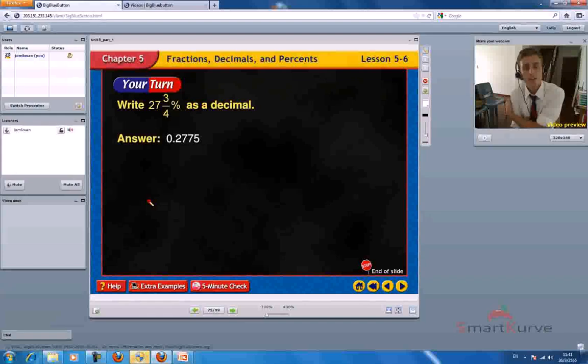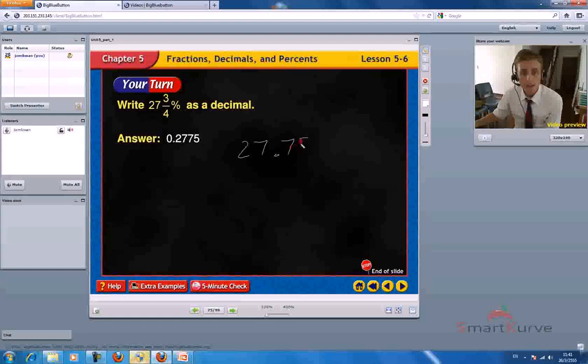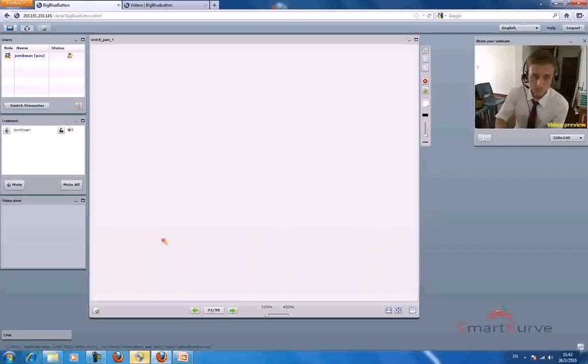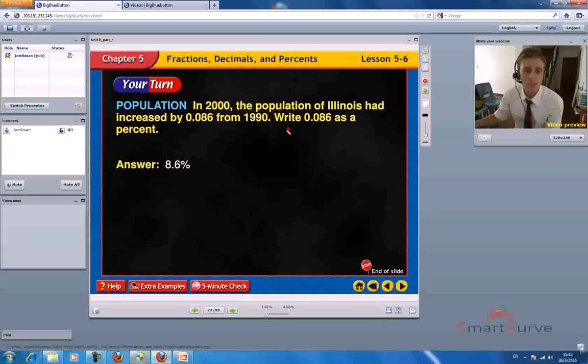Write 8 1/5% as a decimal. So first, find what 1/5 is as a decimal. 1/5 is 0.2. So 8 1/5% equals 8.2%. Move the decimal point 2 spaces. That gives us 0.082. Write 27 3/4% as a decimal. First, find what 3/4 is. That's 0.75, so 27.75% over 100. Move it 2 spaces. 0.2775.